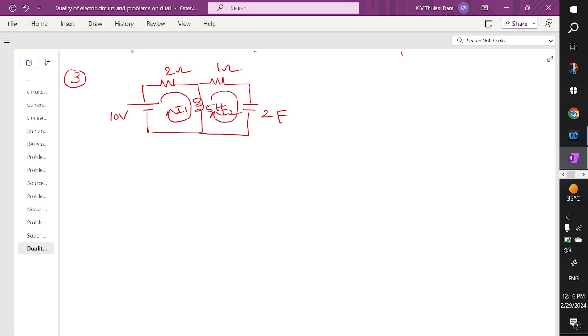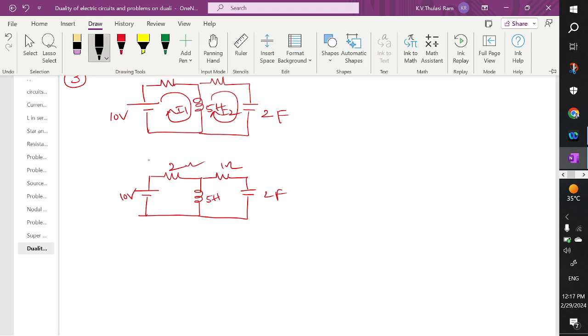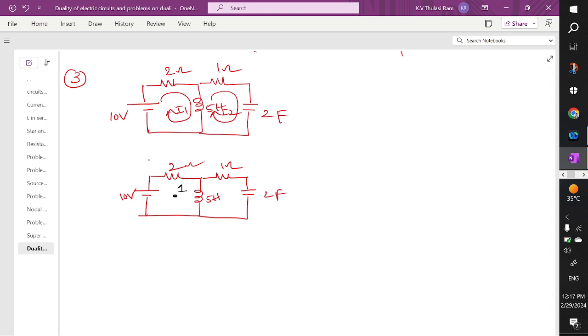So now redraw the network. Same network, you try to redraw it. Ten volts, 2 ohm, 5 henry, 1 ohm, 2 farad. So replace these loops with nodes. Mark this loop as node 1 and this loop as node 2, and try to mark a reference node.